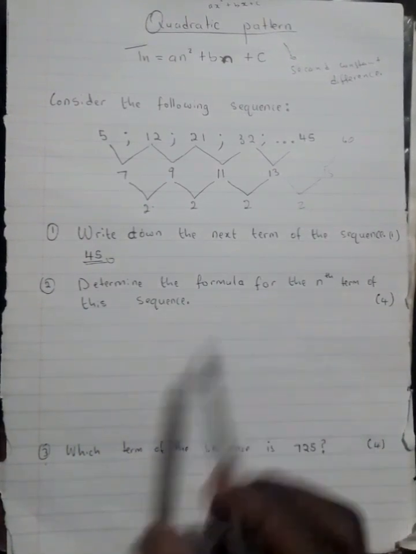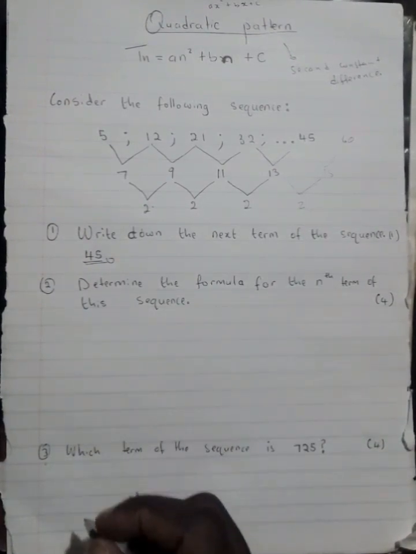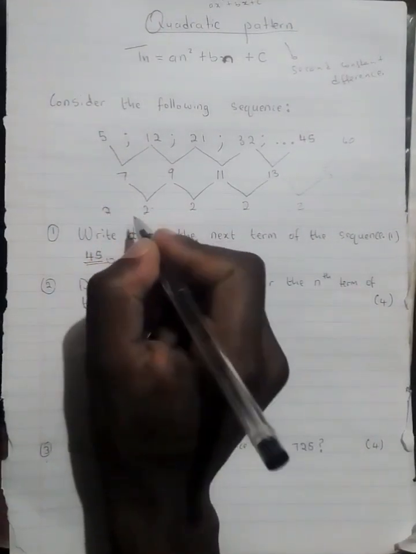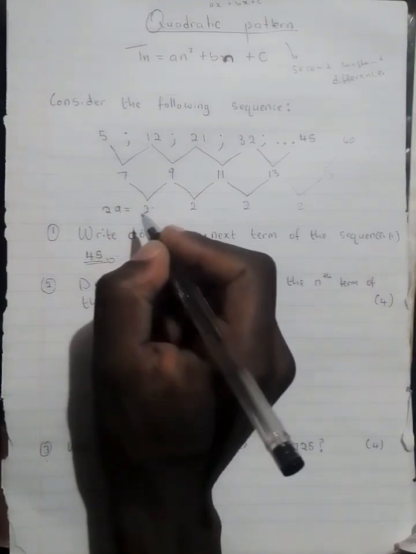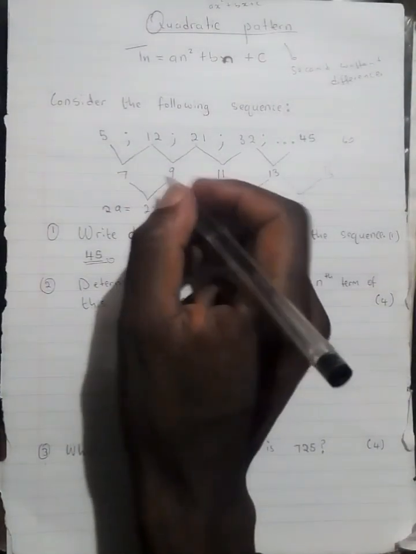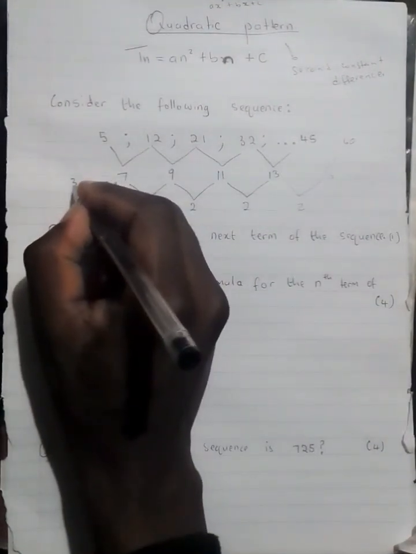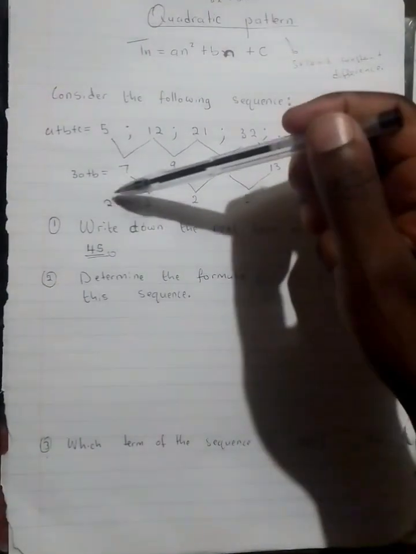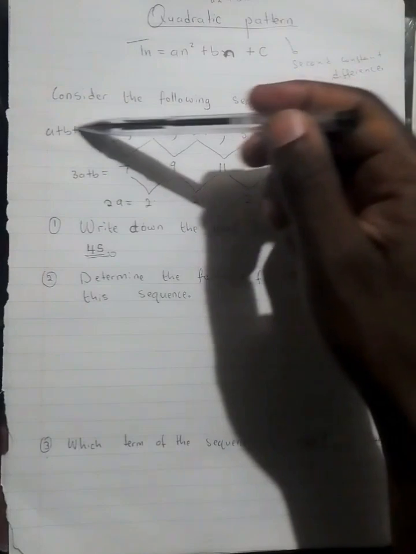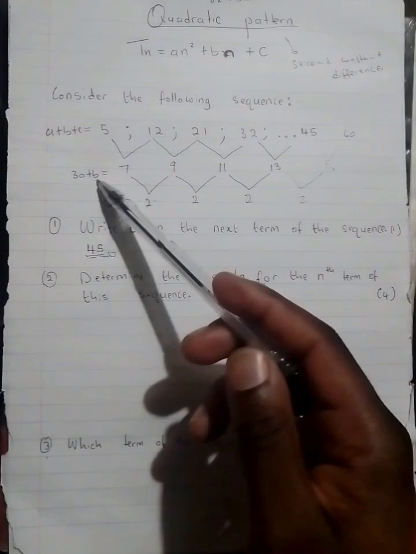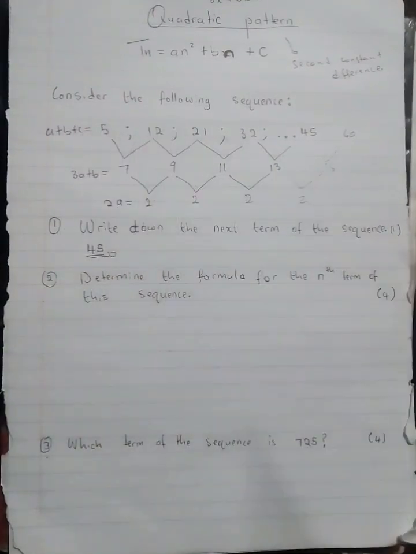Determine the formula for the nth term of this sequence. Now we are looking for the nth term. There are general steps we use here. My first step is to label my quadratic pattern, or my spider web. At the bottom I'm going to have 2a, in the middle 3a plus b always, and at the top a plus b plus c. You must memorize these short expressions: 2a at the bottom, 3a plus b in the middle, a plus b plus c at the top.